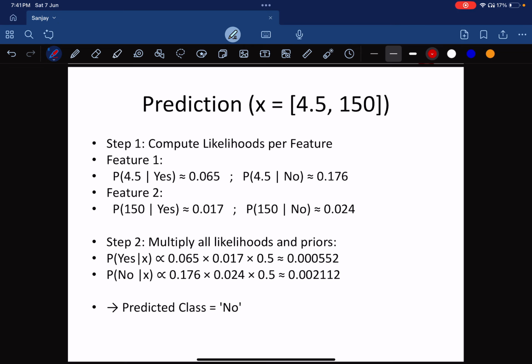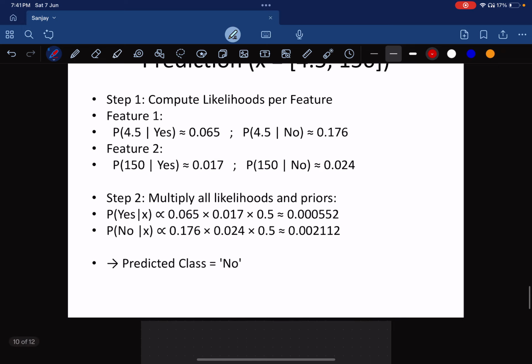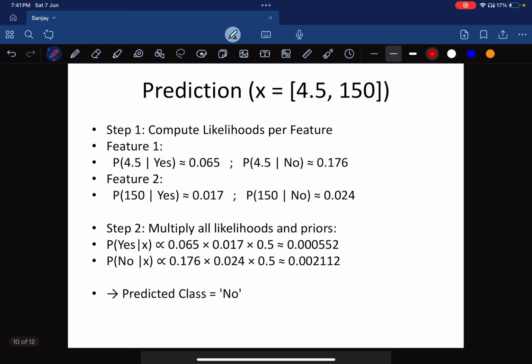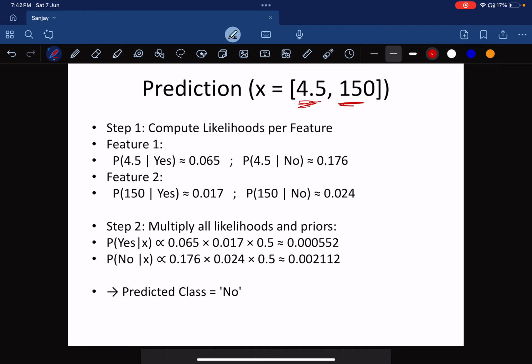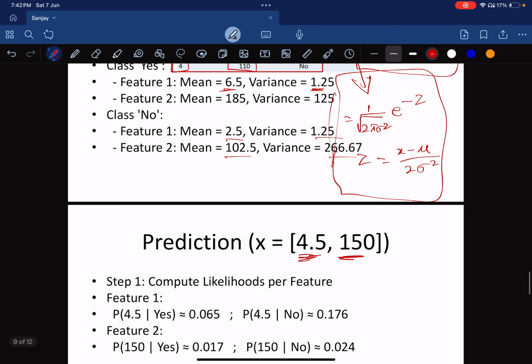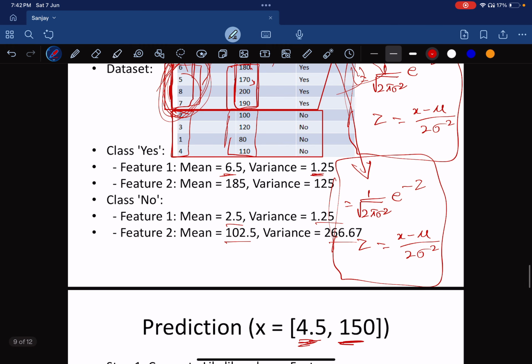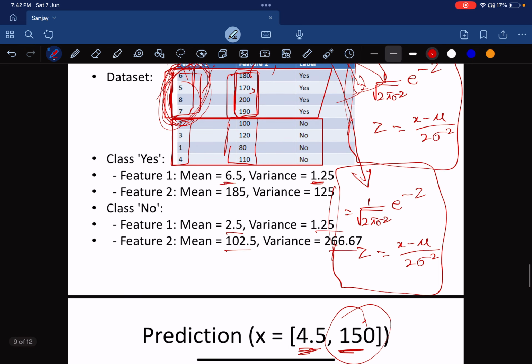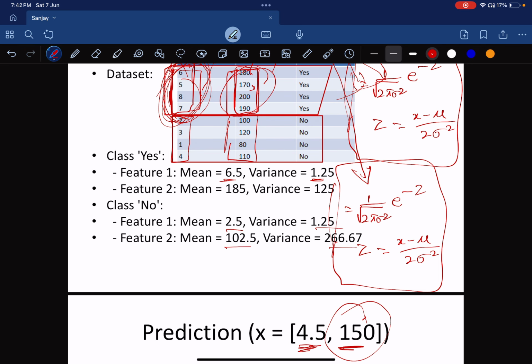After finding the mean and variance and substituting the separate Gaussian function for each feature in each class, now it's time to predict the data points. During the prediction, the user gives the inputs. Here there are two features, so the user gives two values, and we do the same: we substitute these values into the Gaussian function for each of these classes.